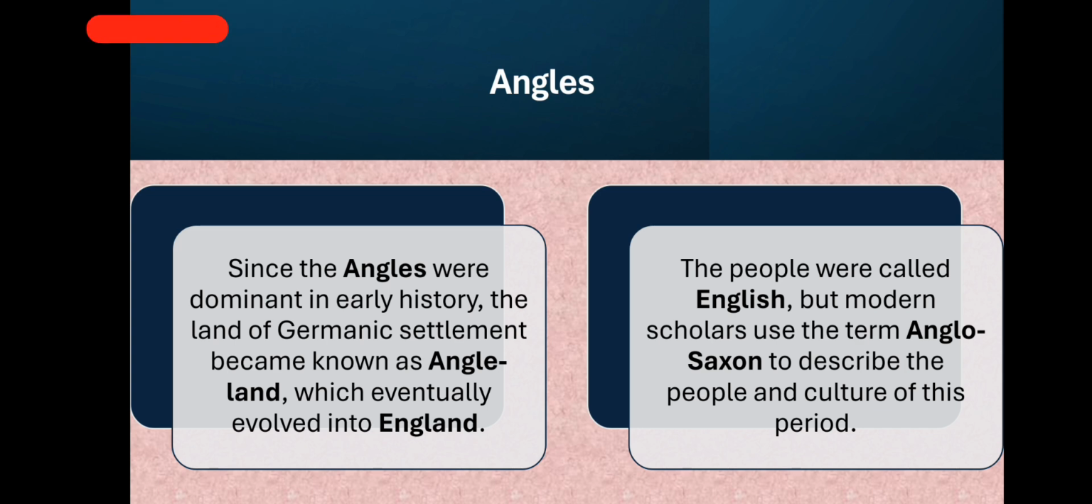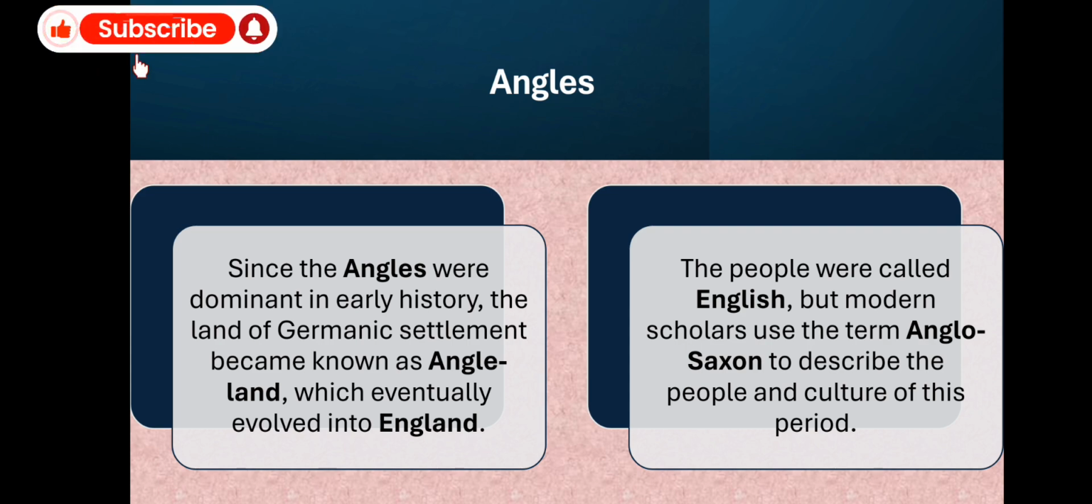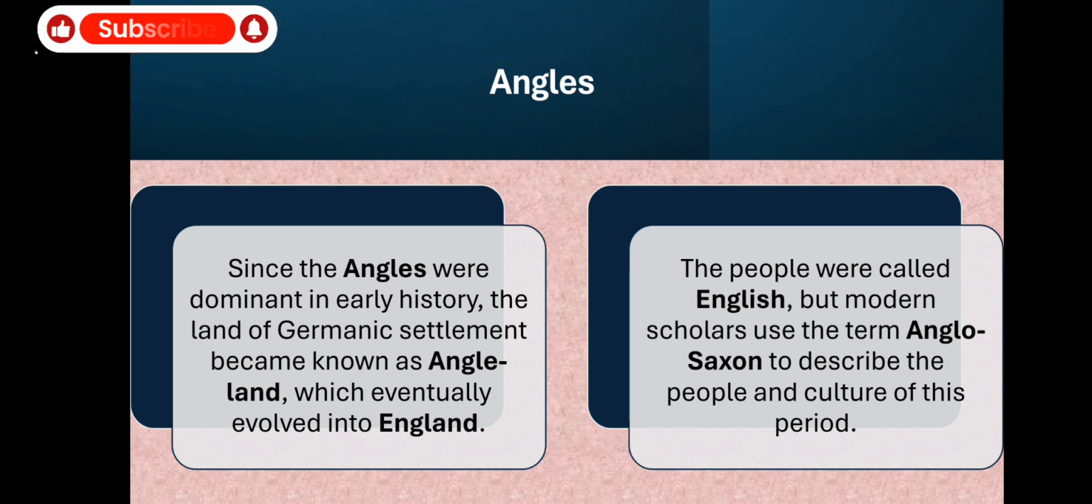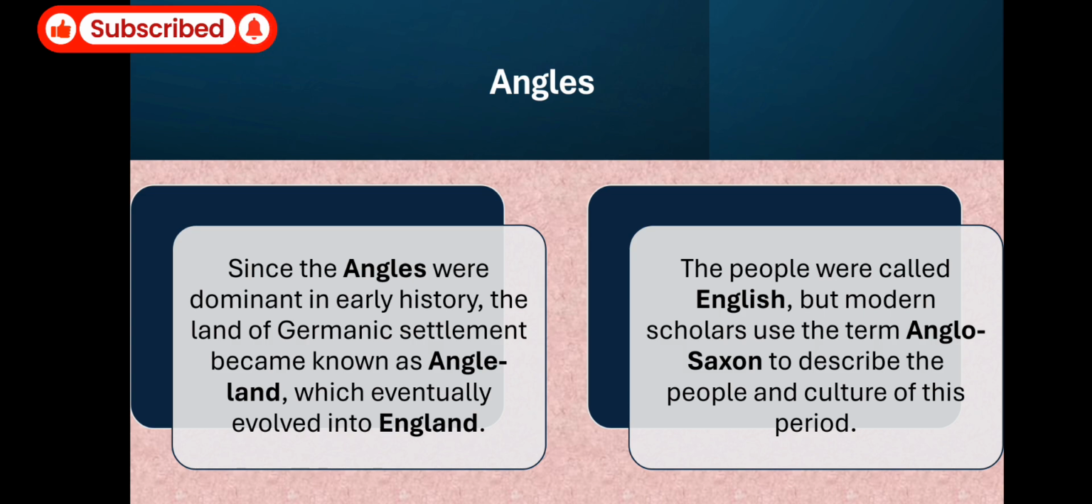But modern scholars use the term Anglo-Saxon to describe the people and culture of this period. So when we discuss the period and the culture of this period, we call it Anglo-Saxon. And the people of England were called English people.